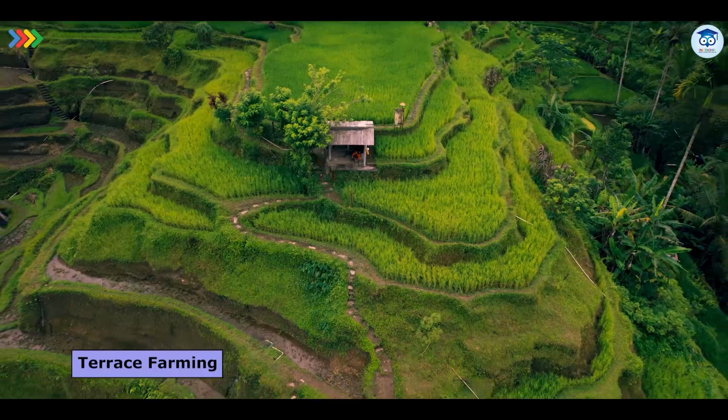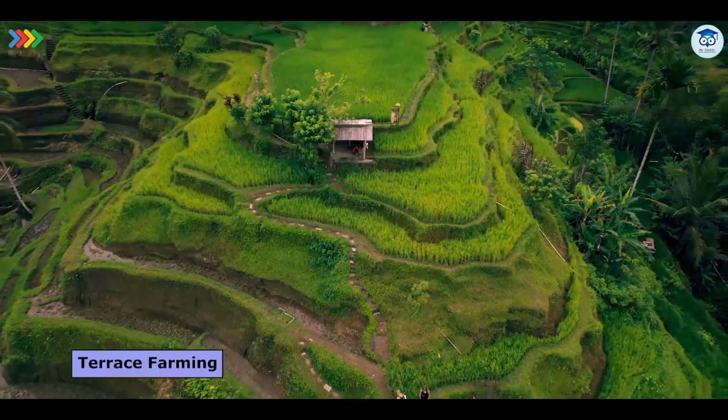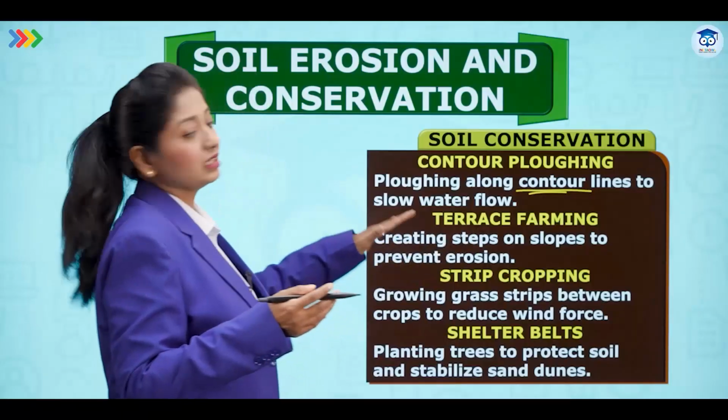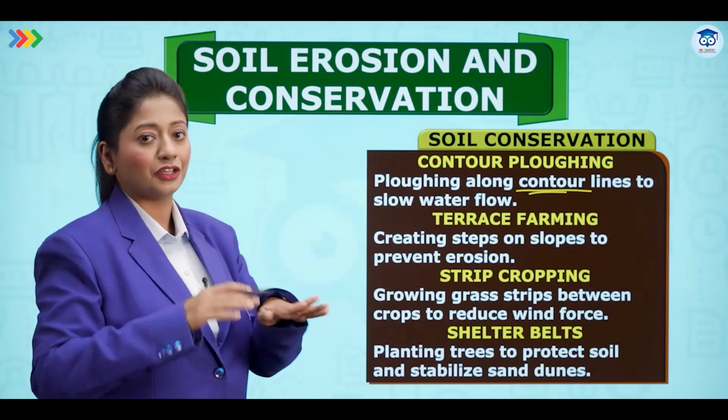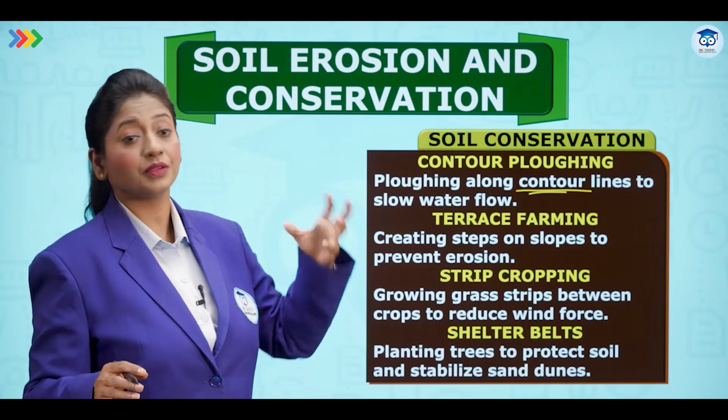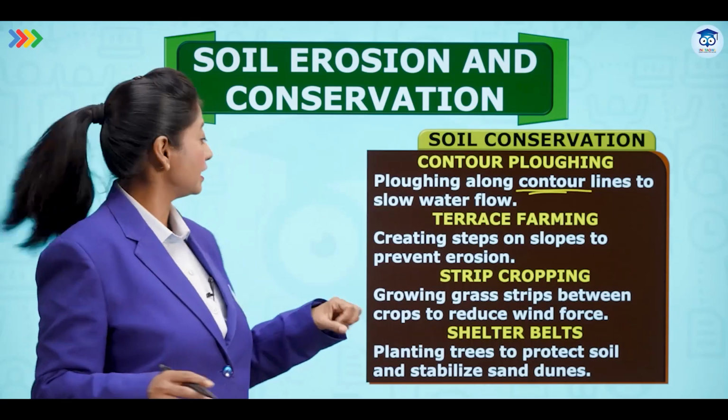Terrace farming. Terrace farming is done on the slopes of mountains, right? So it means creating steps on slopes to prevent erosion. If it is stepwise, the erosion will be less as well, and if there is cultivation taking place, it is all the more better because the roots will hold the soil tight.